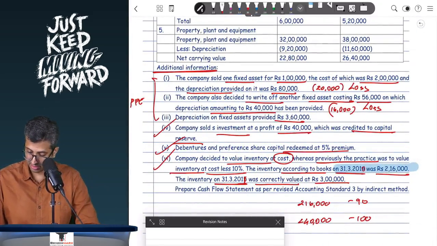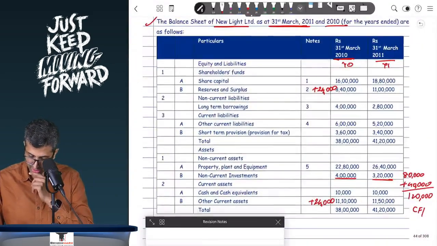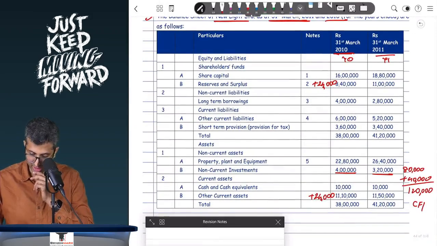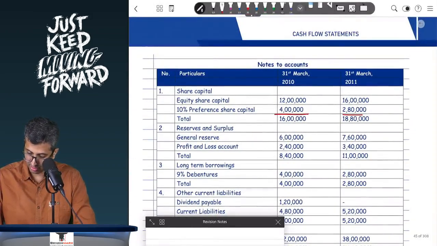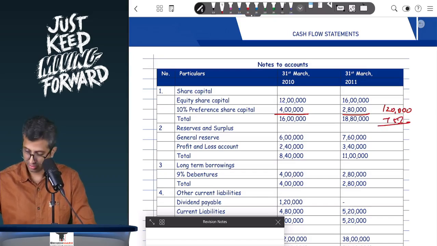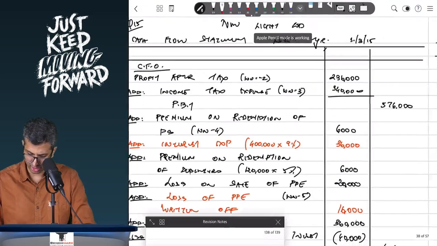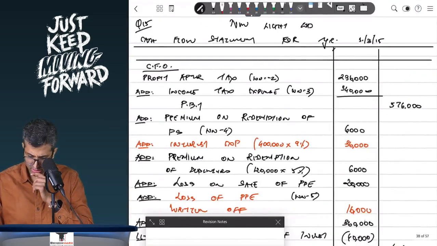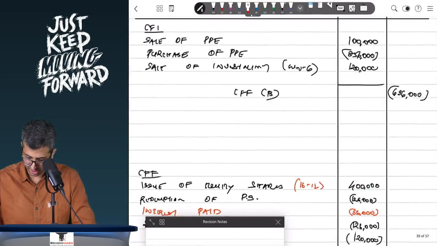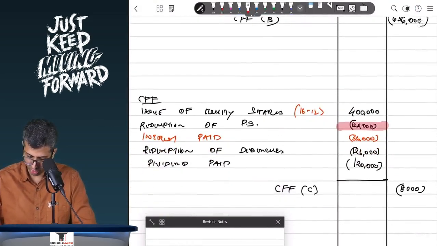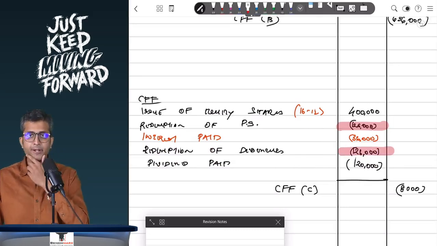Debentures and preference shares are redeemed at a 5% premium. So over here, debentures and preference shares, when they were redeemed, if I go to see how much preference shares were redeemed, 1,20,000 at a 5% premium. So this will come to 1,26,000. And debentures 4 lakh and 2,80,000. Again 1,20,000 at a 5% premium, 1,26,000. So when I go to see over here, question number I think 15. So in 15, redemption of preferences 126, redemption of debentures 126.